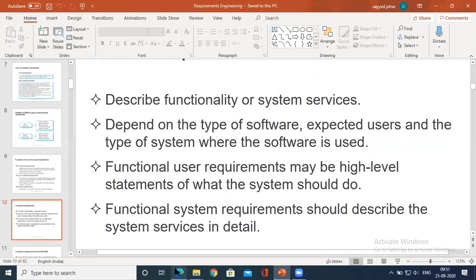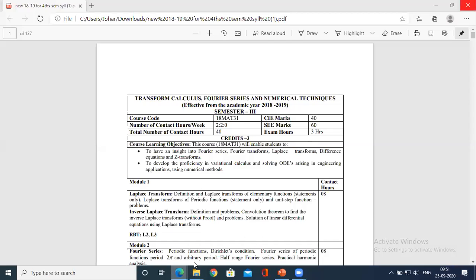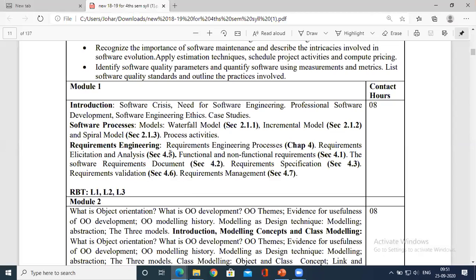Here once again, we have started the requirement engineering process.